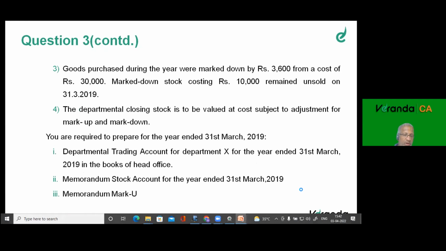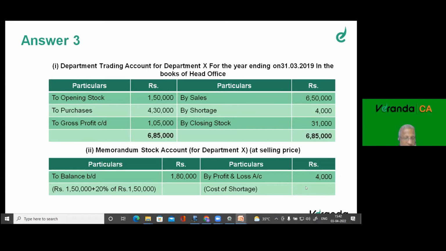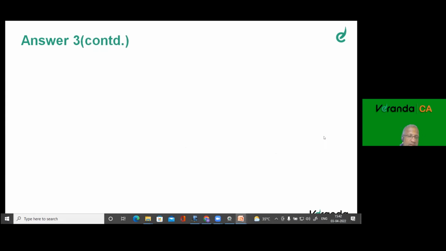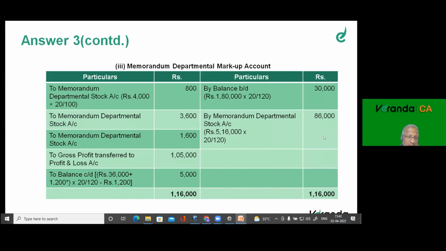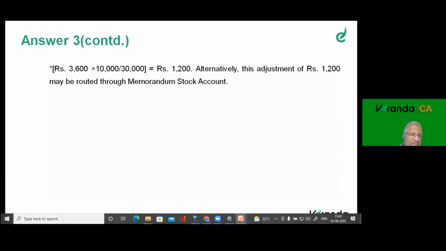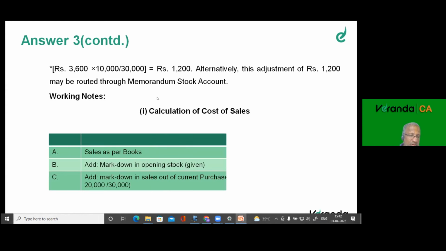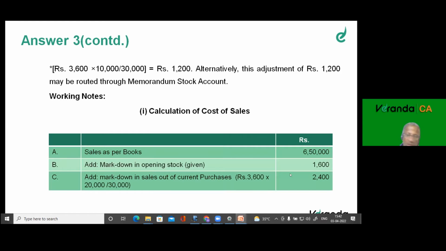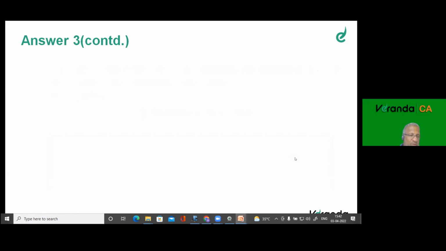The closing stock that you saw as 36,000 is here 31,000. In markdown, you will have exactly that 5,000. So that would be coming up, and with that the solution is coming to an end. This is what I was just telling you: we have to work out on a proportionate basis. Cost of sales, how is it worked out? To the sales figure, you have to add markdown, and during the current purchase also there is something you have to mark down.